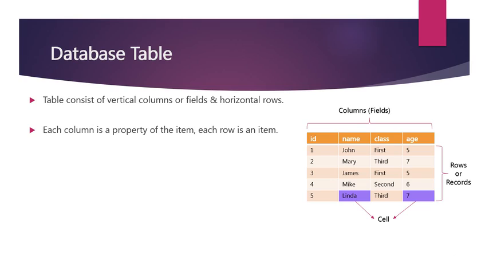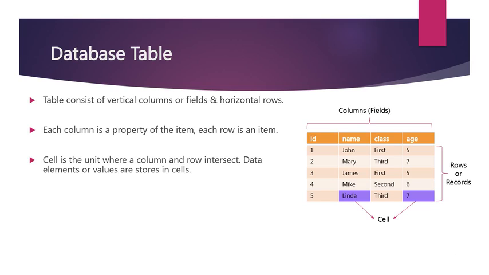Each column represents a property of the atom, while each row represents an atom. The cell is the unit where a column and row intersect. Data elements or values are stored in a cell. A database table has a specified number of columns, but it can have any number of rows.